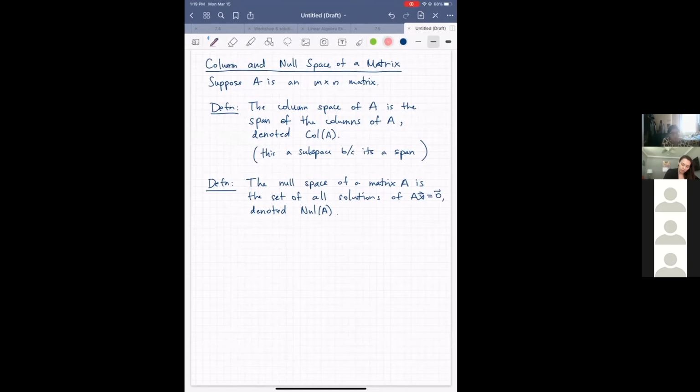To show it's a subspace, we can just check the conditions. So first of all, is the 0 vector in the null space of A? Well, we know that it is because the 0 vector is always a solution of this homogeneous equation, right? This always has 0 as a solution.